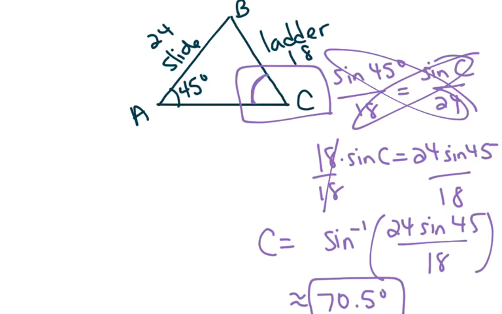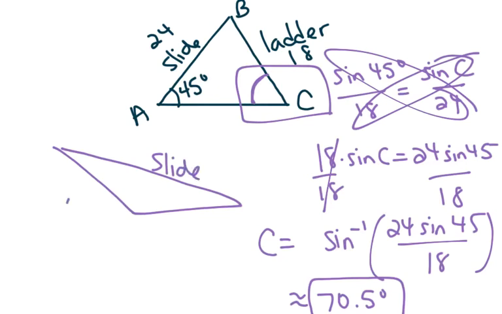Well, no, because when you have the slide and then the ladder, it has to be an acute triangle. You can't have an obtuse triangle where, here's the slide, and then this is the ladder over here. That would be one crazy ladder to climb up, wouldn't it? And it'd probably make the slide tip over.